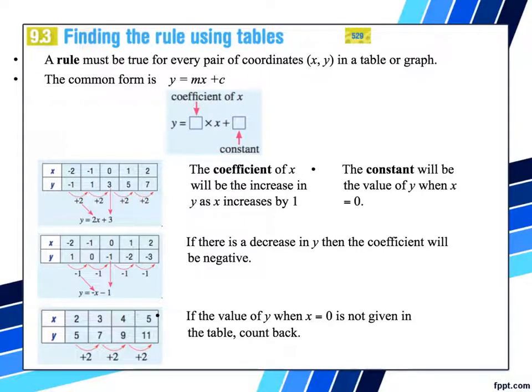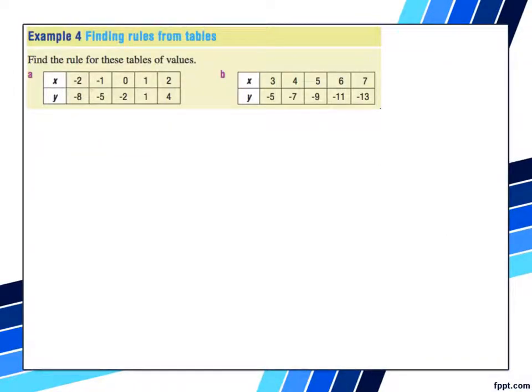So if the value of y when x is 0 is not given, then just count back. Let's go have some examples. They say find a rule for these tables for the values.